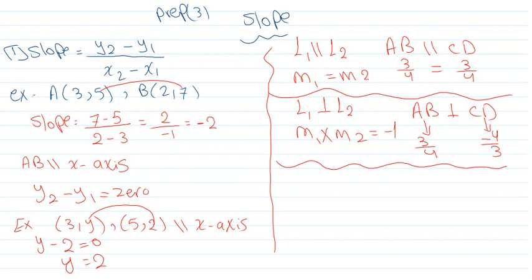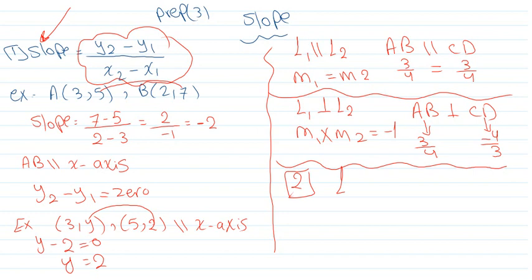Okay, if a straight line is parallel to the x-axis, the slope equals 0, and if a straight line is parallel to the y-axis, the slope will be undefined. So the first way to find the slope is y2 minus y1 over x2 minus x1, now I can find the slope. Now we need to talk about the second way to find the slope.